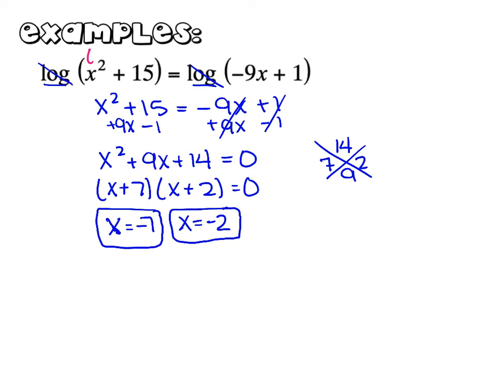If I put in -7, -7 squared plus 15 is 49 plus 15. It's a positive number. And on the other side, -9 times -7 plus 1, that's a positive number, so that means -7 works. What about -2? If I put in -2 in both sides, does it make either of them negative? So -2 squared plus 15, nope, that's positive, and -9 times -2 plus 1 is positive, so neither of those is an extraneous solution. Now see if you can try a couple practice problems.